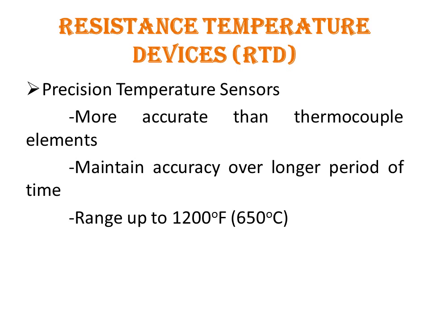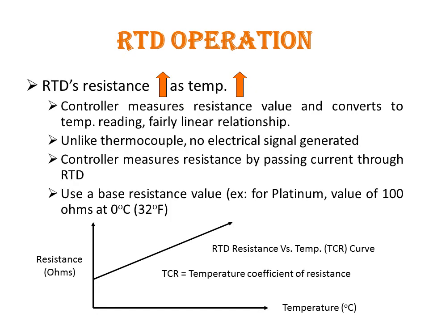The next resistive transducer is resistance temperature device or detector. It is RTD. The RTD is a positive temperature sensor which is more accurate than the thermocouple. The range up to 1200 degree Fahrenheit temperature can be sensed with RTD. In RTD, the resistance increases as the temperature increases.